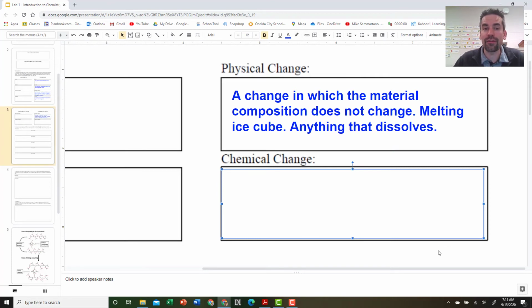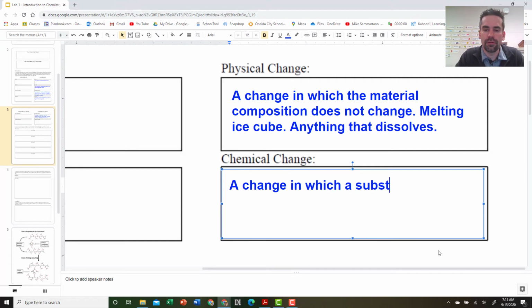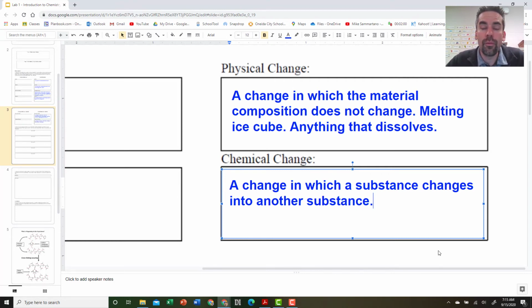Now, a chemical change, on the other hand, is a change in which a substance changes into another substance. Now, what does that mean? We're going to explore a little bit in the future what that means, what a substance is, and how we classify matter. And that will help us understand this chemical change a little bit more.